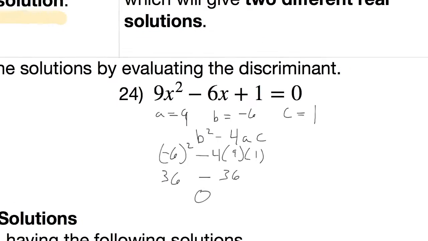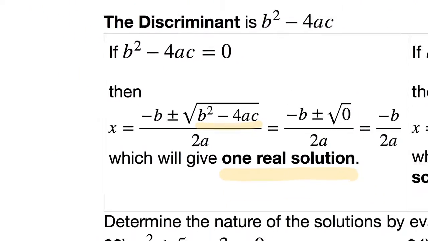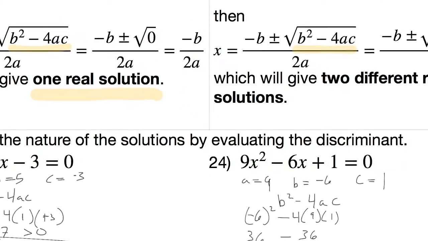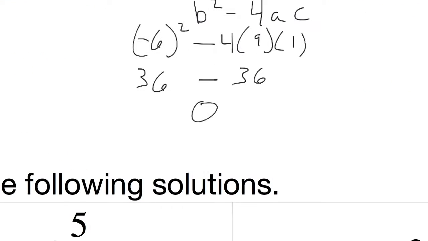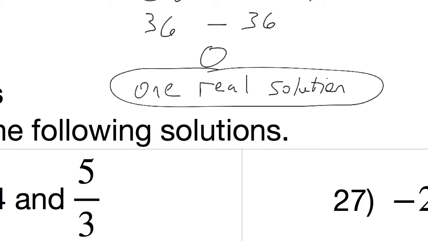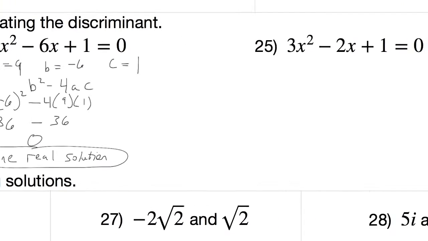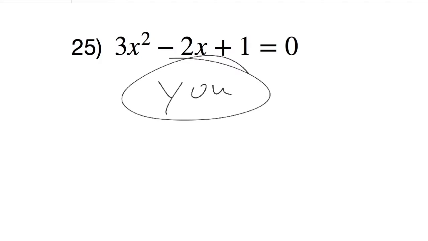And remember from our little cheat sheet here, if b squared minus 4ac is equal to 0, then you'll get one real solution. It'll be negative b over 2a because everything else simplifies. So the answer to this question is one real solution.